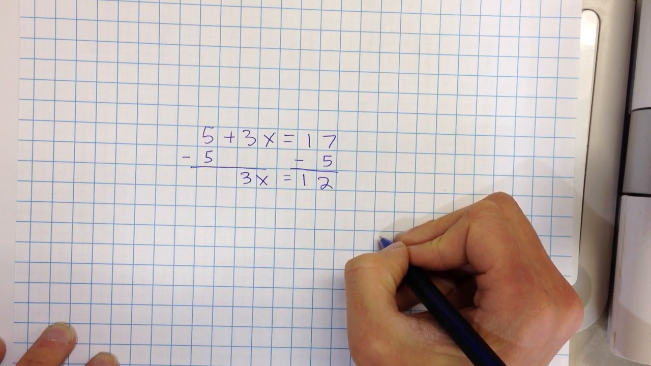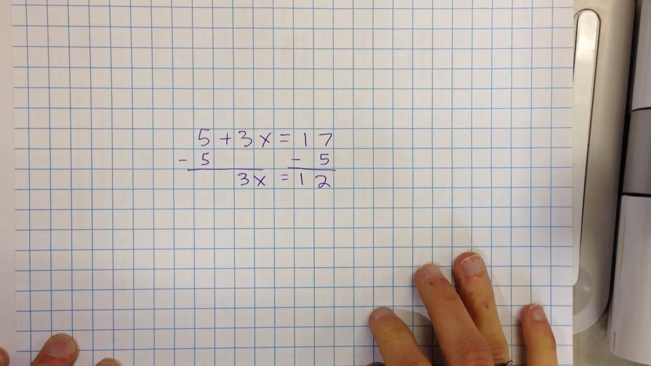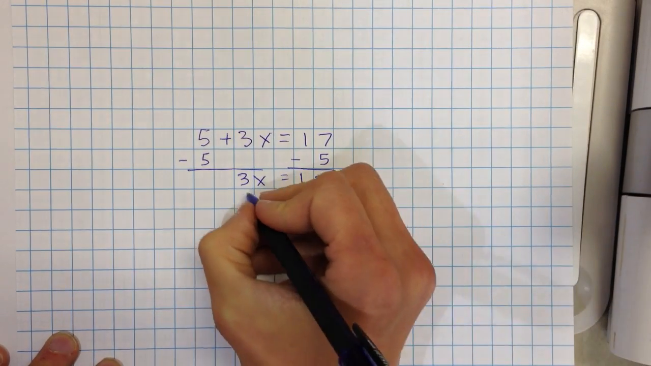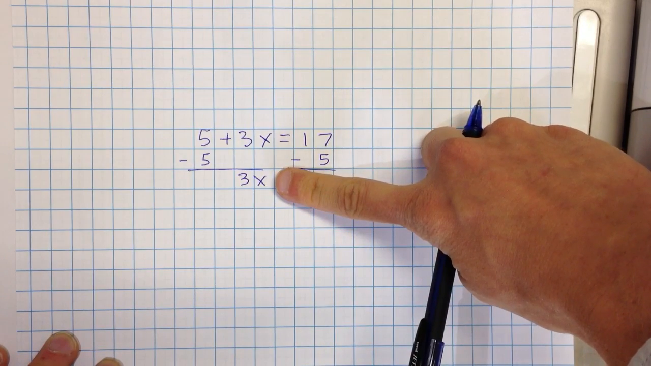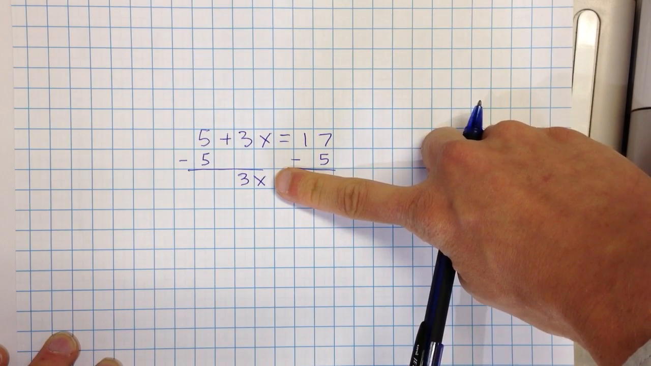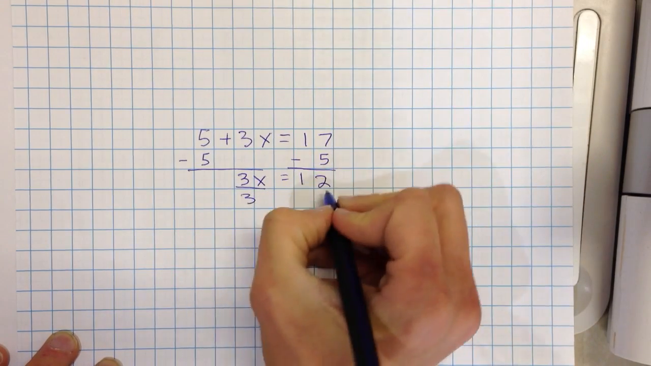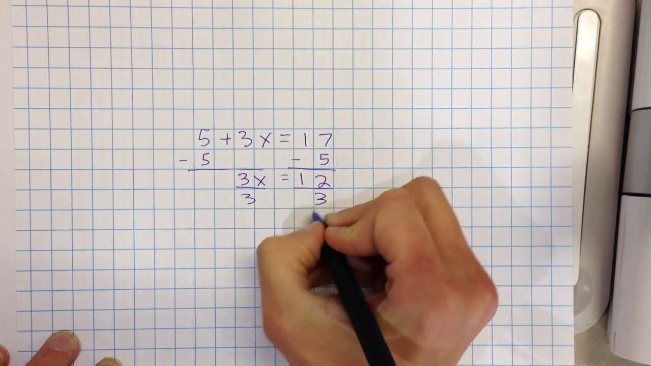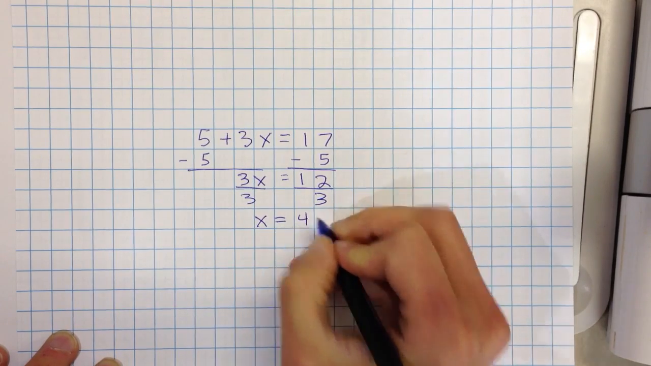At this point, this should now look just like the one-step multiplication problems that you were doing before. So for instance, we would look, say, variable's on that side, what's happening to it? It has a coefficient of 3, which means it's multiplied by 3, so I'm going to divide by 3, both sides, and I'm going to end up with x equals 4.